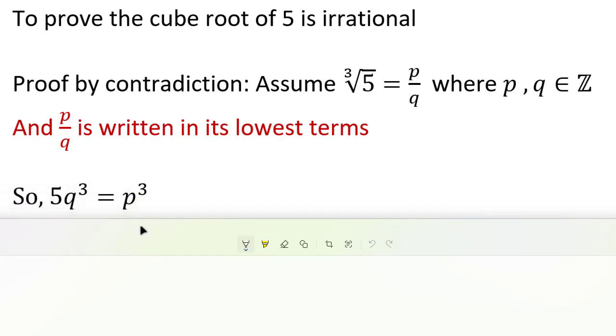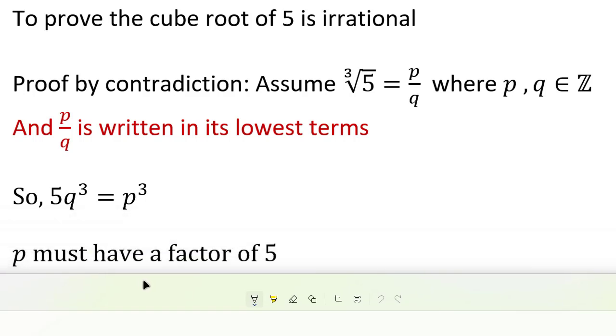So when we write this down, deriving from our assumption, what we can say is that looking at this, p must have a factor of 5. If p cubed is equal to 5 times something, then p must have a factor of 5. So we can write that: p has a factor of 5.